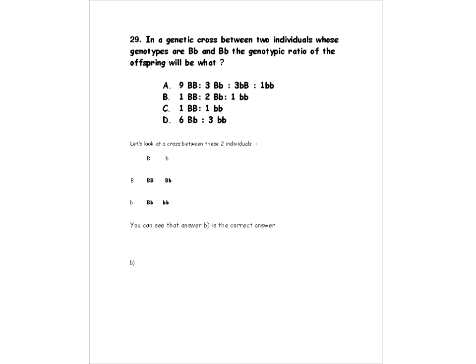So the next one says, in a genetic cross between two individuals whose genotypes are big B, little b, the genotypic ratio of the offspring will be what? So what we need to do is set up a Punnett square, right? We've got big B, little b. So this might be for the mom, this might be for the dad. And then we would find all the genes, and we would see that we've got one of two big B's, one of two small b's, and two of them are a mix. So that's going to be this answer here. So we would choose this one here.